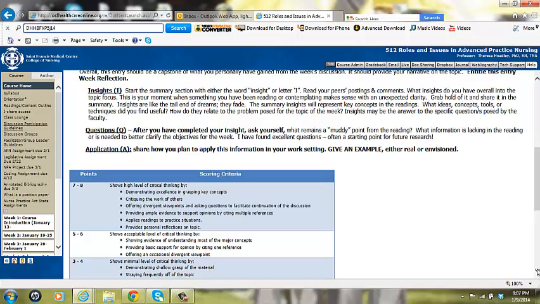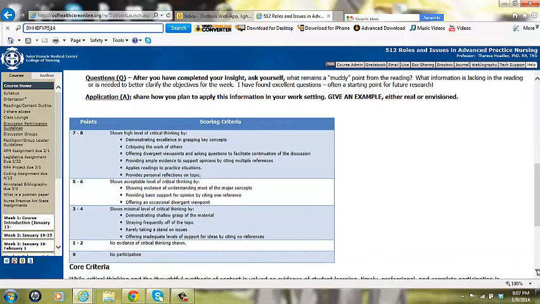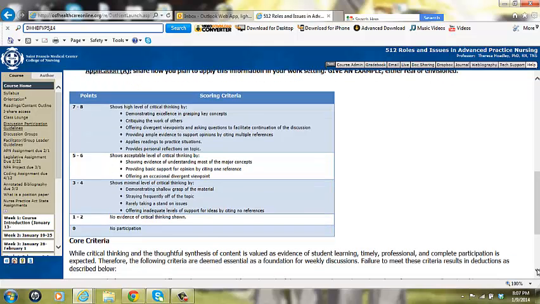As far as your rubric, the scoring criteria, the top number of points you can earn is 8, and that shows that you've demonstrated excellence in grasping the key concepts, you've critiqued the work of others, you offer divergent viewpoints and ask questions to facilitate continuity of the discussion, you're providing ample evidence, you apply readings to practice situations, and you provide personal reflections. And the least amount of points, of course, would be 0 because you did not participate at all, but always refer to this rubric as you are posting. It'll help give you insights into your posts.